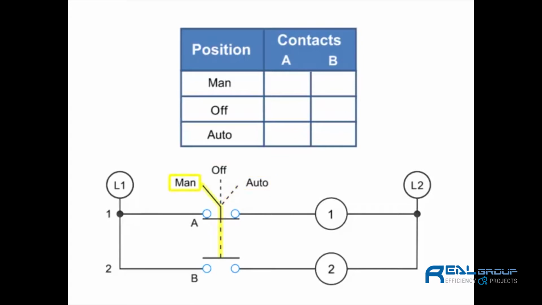Thus, in the MAN position, A is X or closed, and B is O or open. At the off position, both A and B are O or open. With the selector switch set to Auto, contact A is O or open, and B is X or closed.